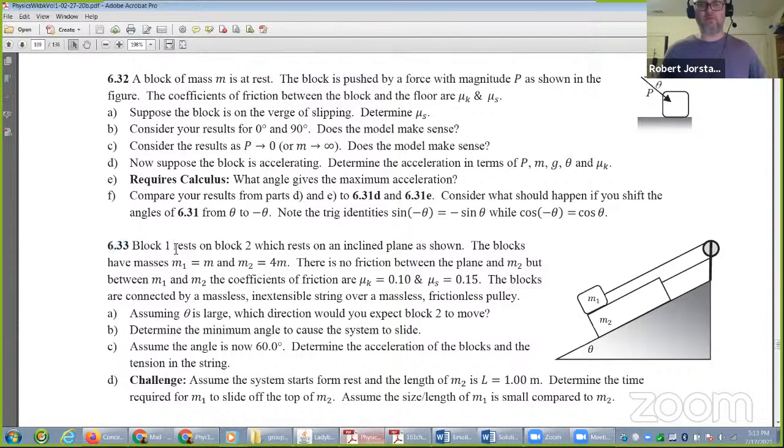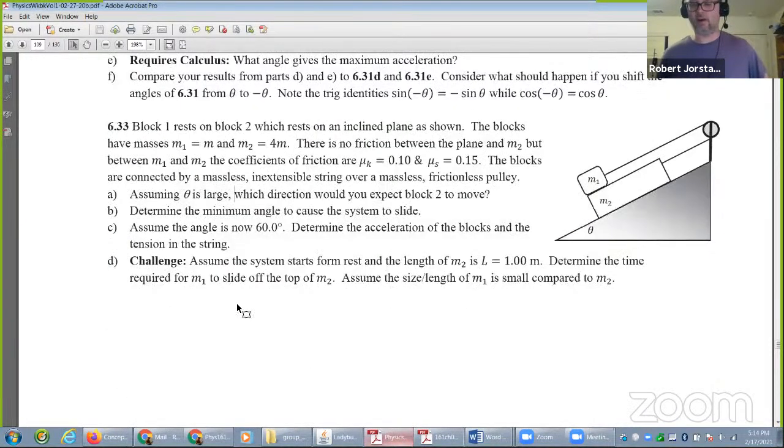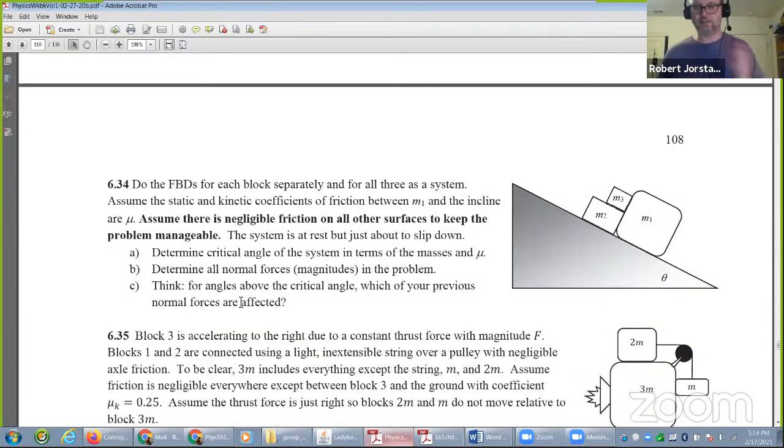This is a weird one where people think because they're connected by a string, they could use them as a system. But I want to point out, this is not a problem where you could use a system, because this one's moving that way and this one's moving this way. As a result, they are not moving together in unison. And if you did a system, you would think the frictional forces between them drop out. In this unusual situation, friction gets double counted. So this is a very weird problem. They're all easy if you follow the procedure of drawing each FBD separately.